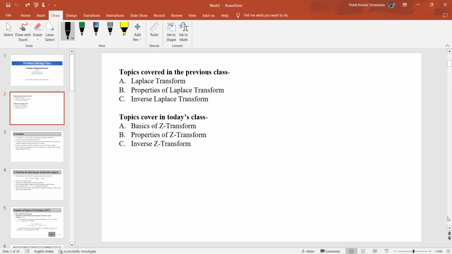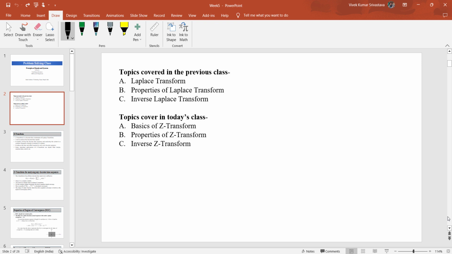So, in the previous class, we covered various topics such as the Laplace transform, where we saw why we use the Laplace transform, how to evaluate the Laplace transform of any system or signal, and then the various properties by which we can evaluate the Laplace transform easily. At last, we saw the inverse Laplace transform.